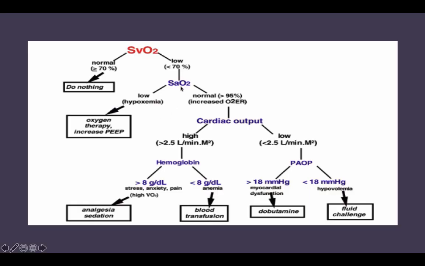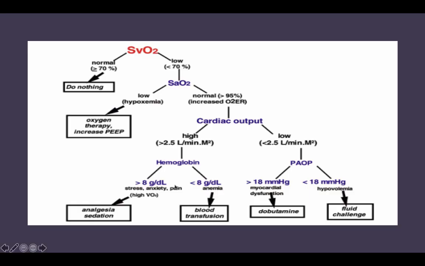If my SaO2 is normal, so my supply is normal right here, I've got some increased demand, and we need to figure out why my demand is increased. So we can look at cardiac output. In our normal, everyday ambulances, we don't have cardiac output monitors, but perhaps you've got some information on cardiac output. Is it high? Is it low? This is kind of dichotomous. So is it on the higher side? Is it on the lower side?